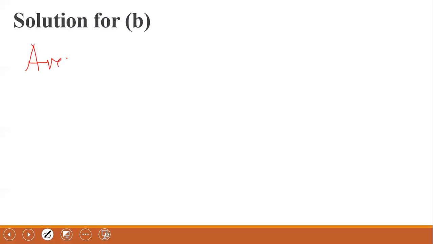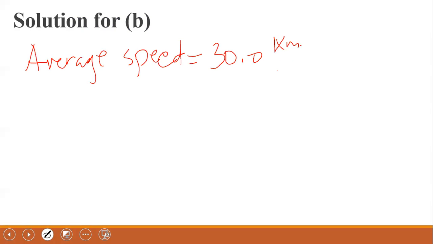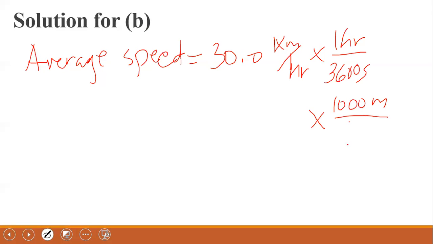Follow the cursor. So we have our average speed, which is equal to 30 kilometers per hour, right? Then multiply by 1 hour. How many seconds are there in 1 hour? 3,600 seconds. Times 1,000 meters in 1 kilometer.